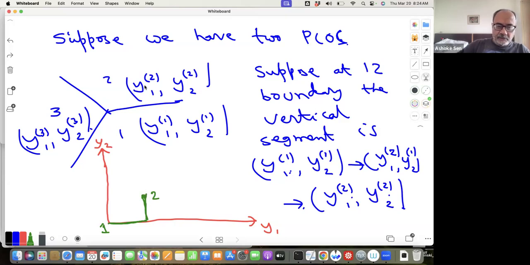Then, say, when you go from chamber 2 to chamber 3, suppose you move again y1 first and y2. This is chamber 3. Let me call it C1, C2, and C3, so this is C2 to C3. And then at the last step, when you go from 3 to 1, again, suppose you move Y1 first, and then Y2.